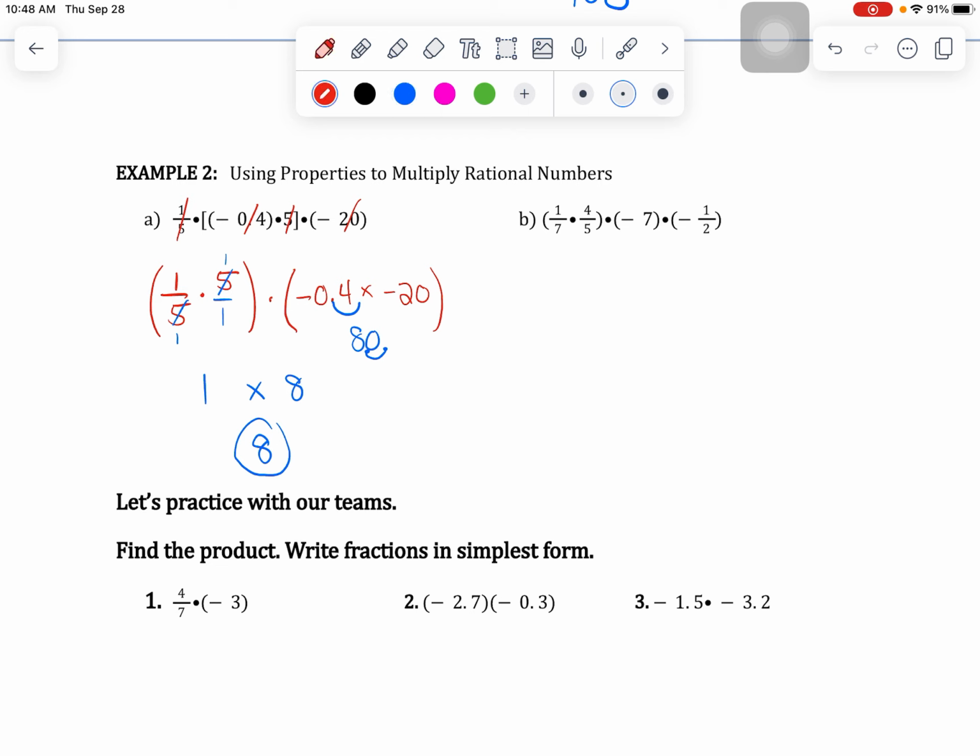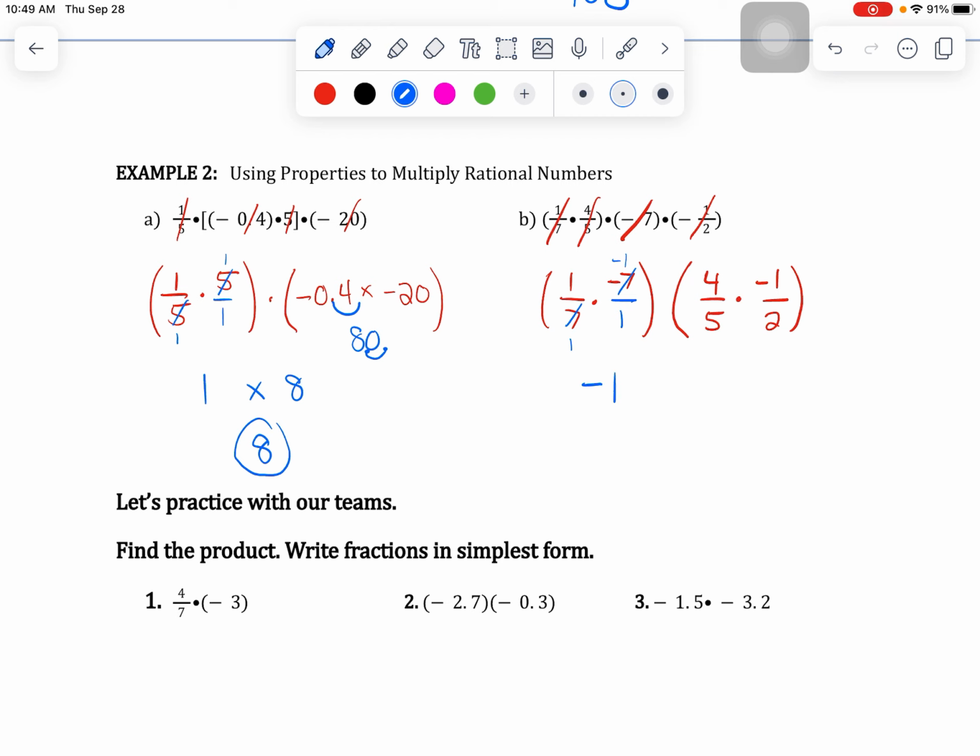All right, in B, I am also going to rearrange this problem to make my life easier. So the one that sticks out to me is 1/7 multiplying it with negative 7. Okay, so that means in my other group, I'm going to do 4/5 and negative 1/2. Okay, again, I crossed them off just to make sure I used all the numbers. Okay, just like last time, I'm going to put that 7 over 1. And then here I can simplify. If I divide by 7, I get 1. Here I get negative 1. So on the left, I end up with an answer of negative 1.